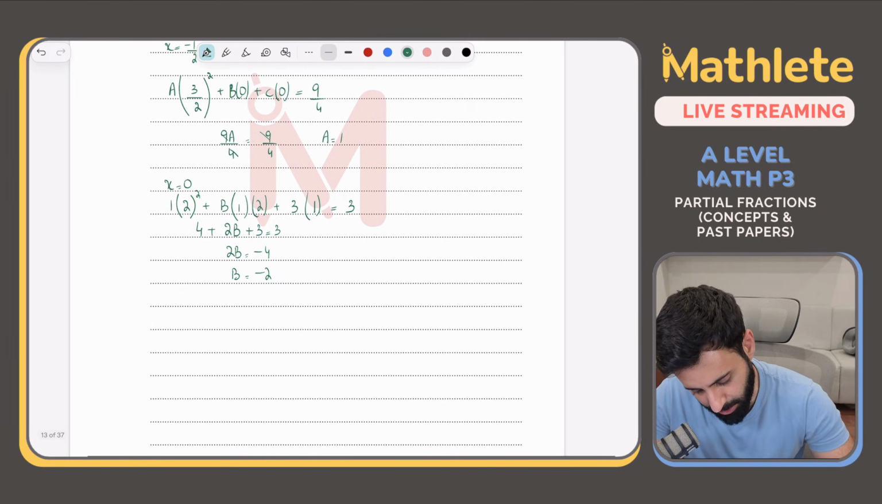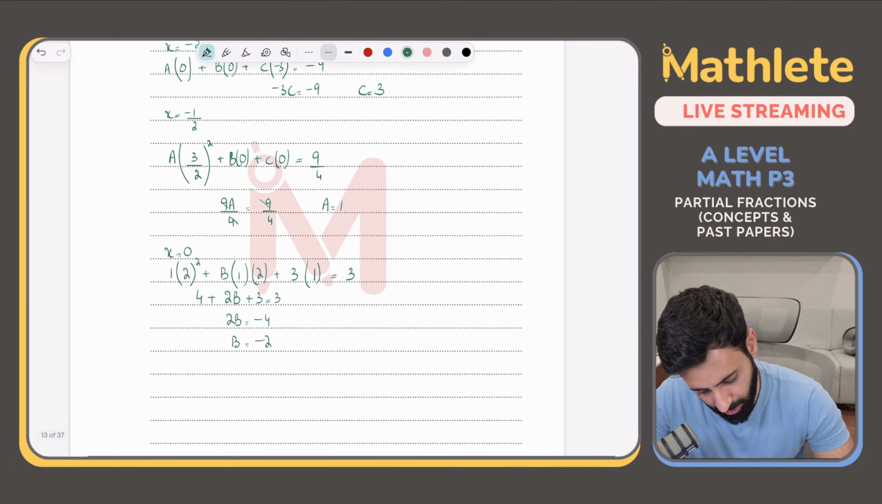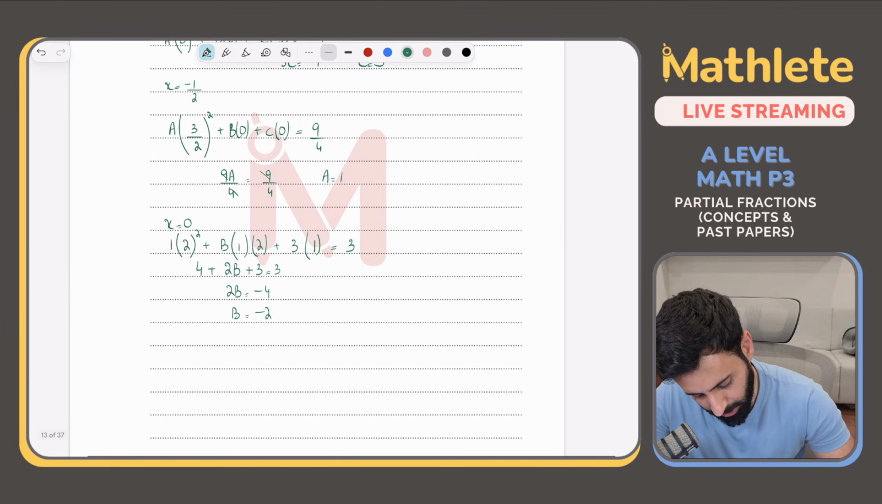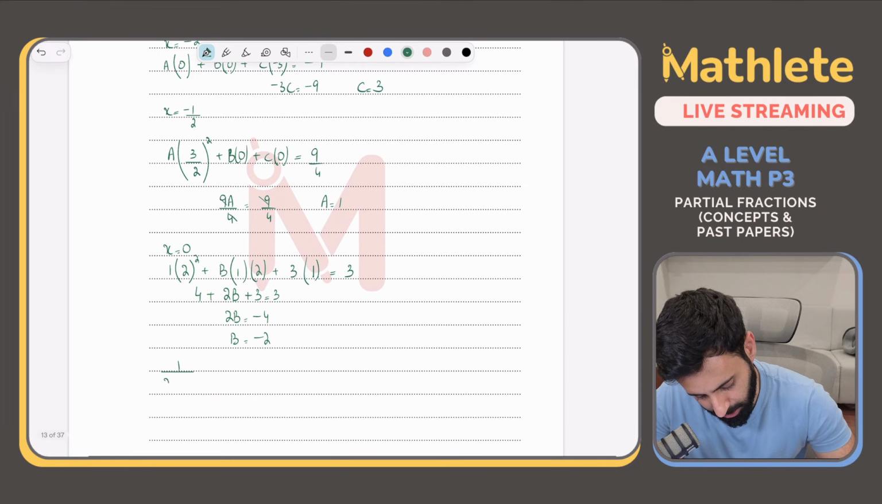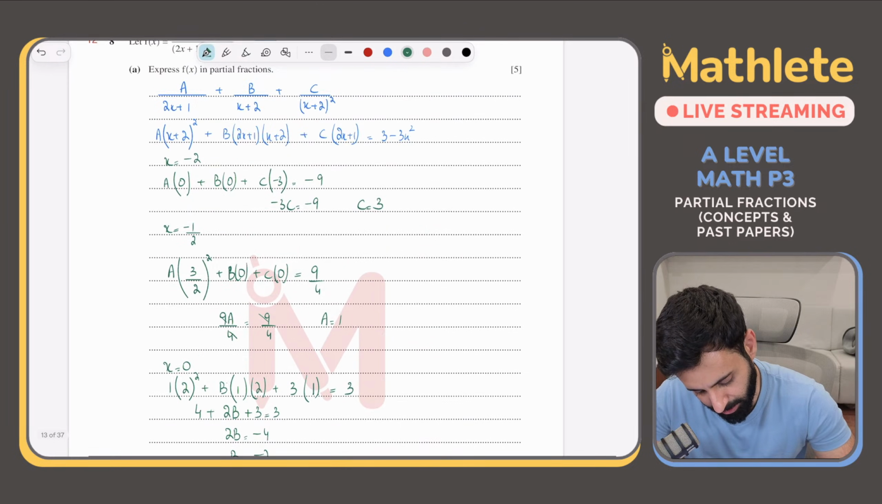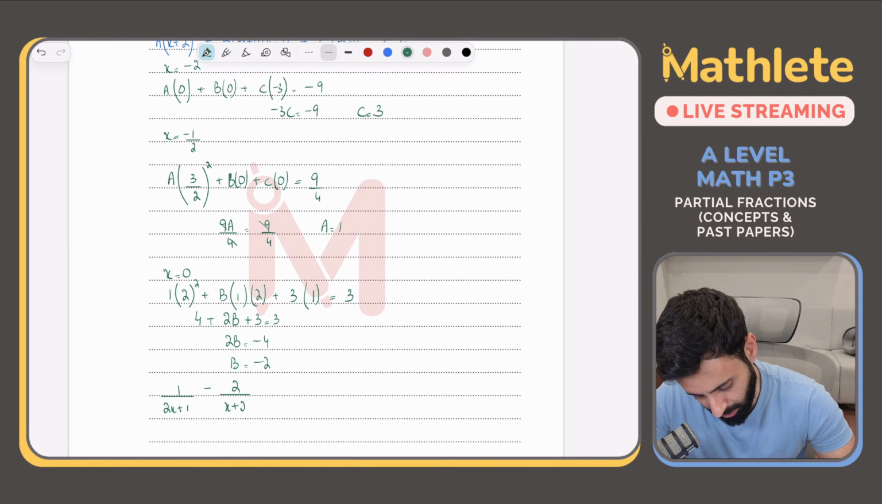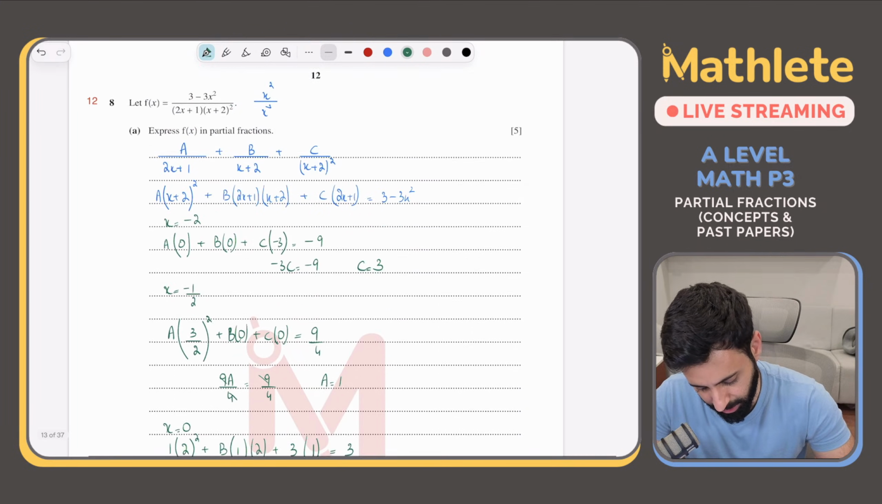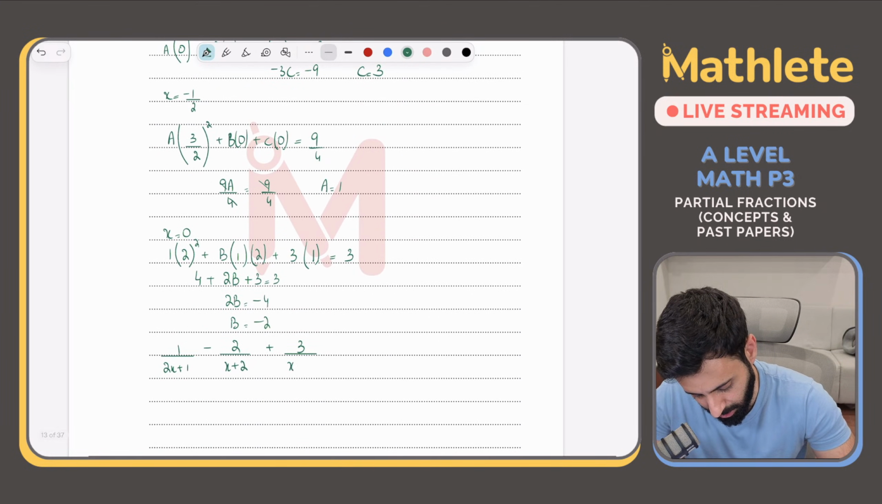Okay, and now you can express it in partial fractions. A is equal to 1. So that's going to be 1 over 2x plus 1. Plus b, which is minus 2. So minus 2 over, what is the denominator of b? X plus 2. Okay, and then plus c, so that means 3 over, what's the denominator of c? That is x plus 2, the whole thing square. So this right here is the answer.